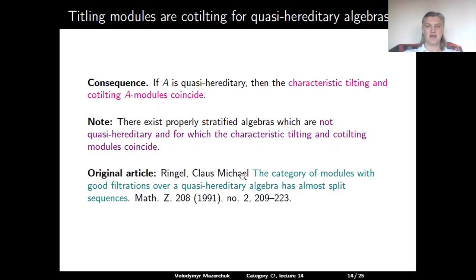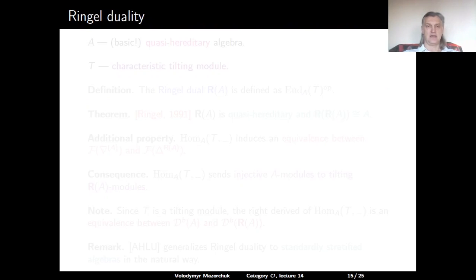For quasi-hereditary algebras, the founding paper for tilting theory is a paper by Ringel, which is called The Category of Modules with Good Filtration over a Quasi-Hereditary Algebra Has Almost Split Sequences, from 1991. And because of Ringel, this leads to the notion of Ringel duality.